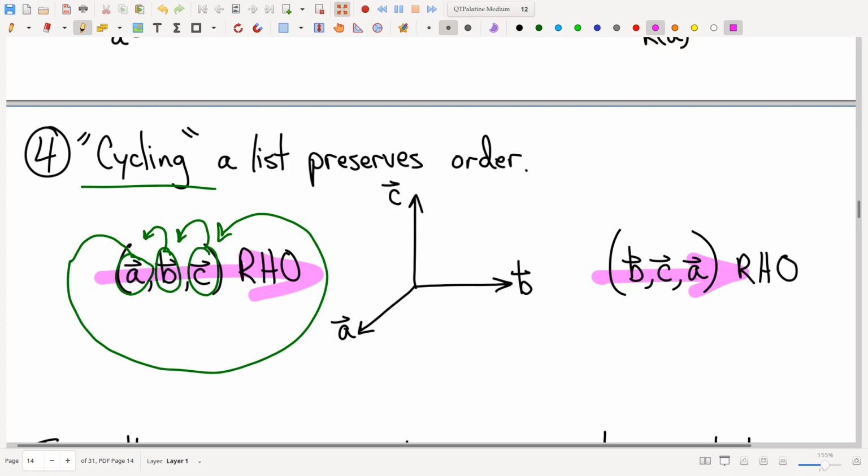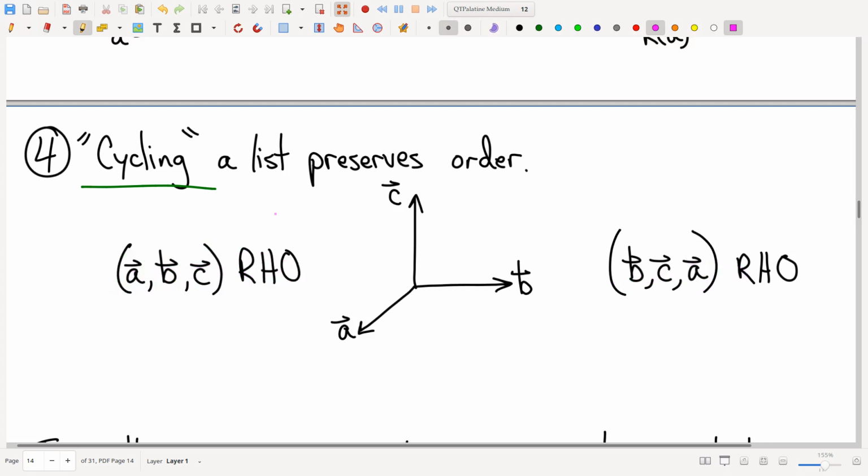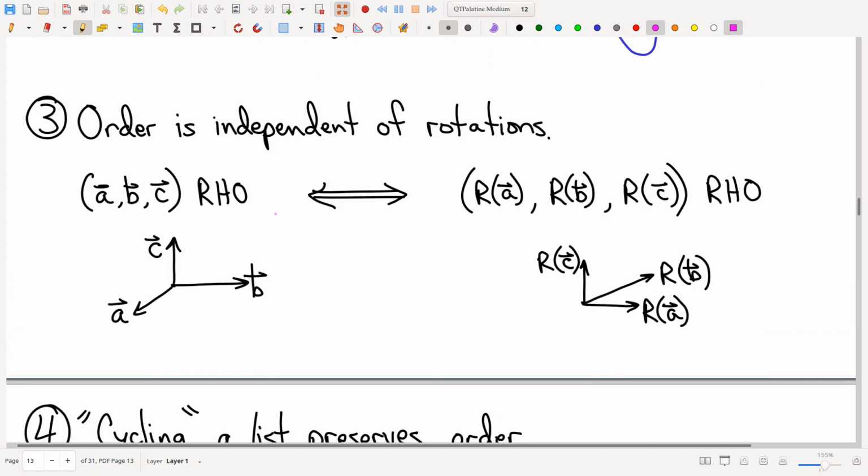Okay, always works, yes. In the previous slide, the order is independent of rotation. Yep. What does the R mean? This just means a rotation. So some sort of a rotation. I'm going to take the A, B, and the C. I'm going to rotate each of A, B, and C in exactly the same way. So that's what I'm doing here. So that's a rotation. And as long as you rotate all the vectors exactly the same way, then the images will have the same handedness as the original list. Yeah, right.